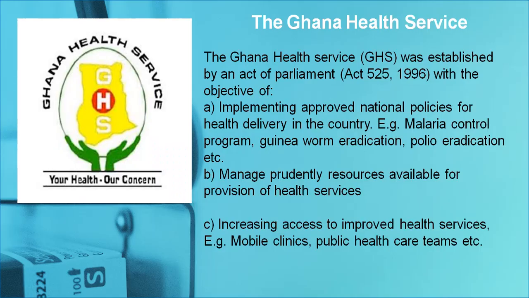Now let's take a look at the Ghana Health Service. The Ghana Health Service was established by an Act of Parliament, Act 525, 1996, with the objective of implementing approved national policies for health delivery in the country. And as I've said, these policies have been formulated by the Ministry of Health, and the Ghana Health Service implements these policies. One is the malaria control program, the guinea worm eradication program, the polio eradication program, the immunization services, okay, the 6 childhood killer diseases. All these programs are done by the Ministry of Health.